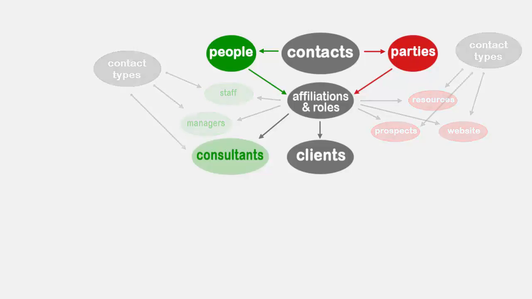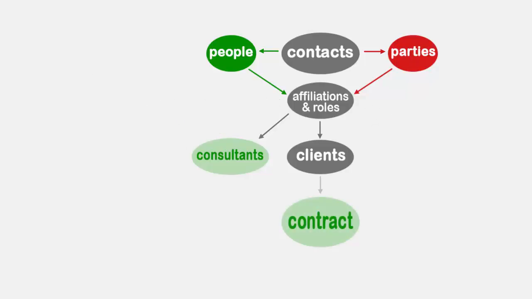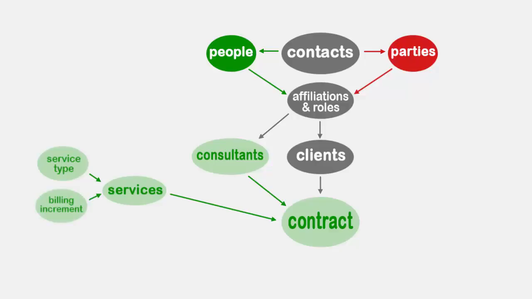Next is the contract, where we identify the client and consultants, as well as the services the contract will cover. Services also have service types and billing increments that tie into the service and pre-populate the contract. Next, to execute service for a contract, we create a work order. The work order is where you invite your consultants to take action and begin to service your client contract.